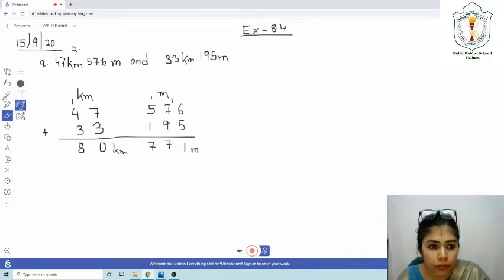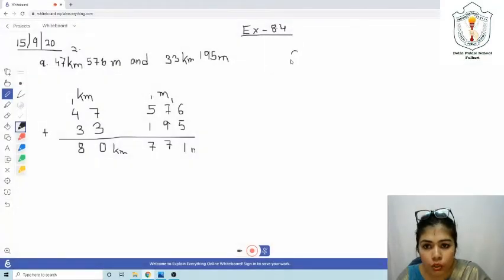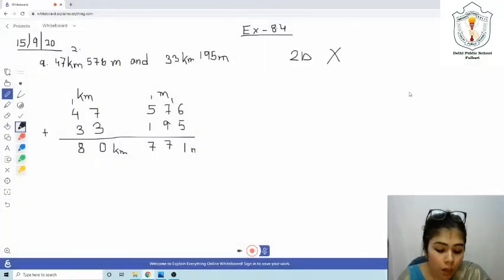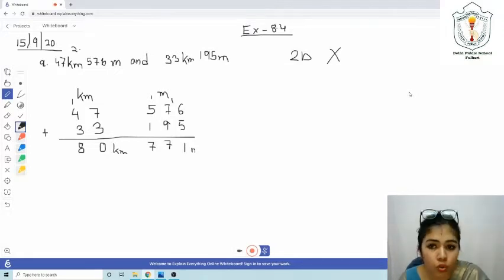So 2B you strike it off in your book. We will not do that. So the remaining you can do, that is 2C, 2D, 2E, 2F you can easily do, but we will not do 2B. So now children, that was your exercise 8.4. I hope you have understood the simple addition over there.